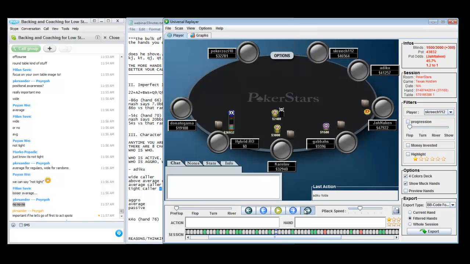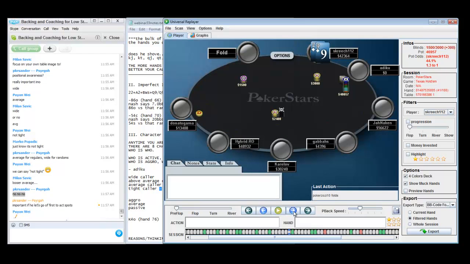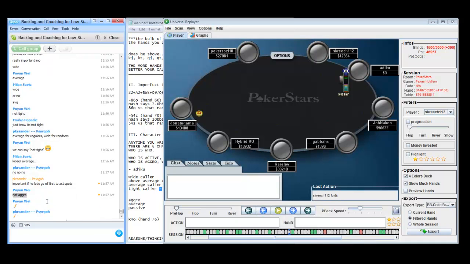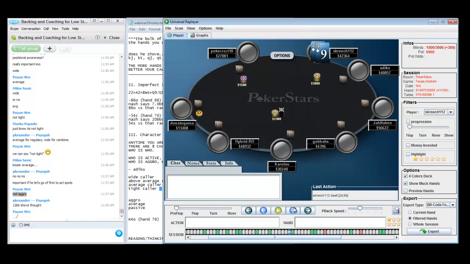Because these, like, okay, maybe he just needed a hand. Okay, first act spot. Okay, he folded. He folds again. He folds again. He shoves this one. We've seen him shove 1 time now. So right away, Puyan's thinking not aggro based on what we've seen. Yeah, it's a 13 big blind shove.